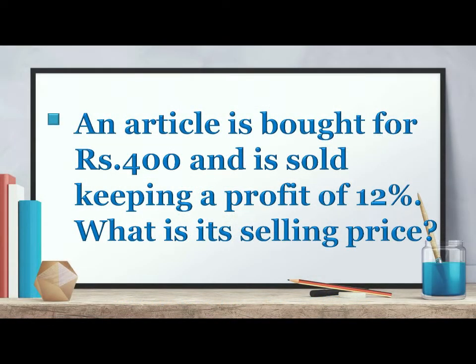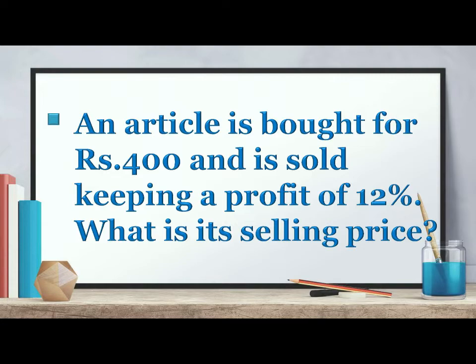An article is bought for 400 rupees and is sold keeping a profit of 12%. What is its selling price? Here, what are the two different quantities? I have given you a percentage also here. But clearly we should identify what are the two different quantities. Buying price and selling price. An article is bought at one price and sold at another price.